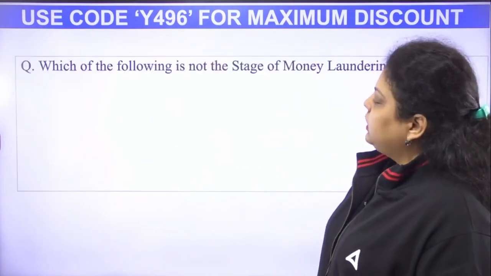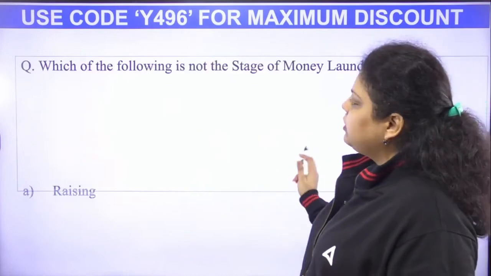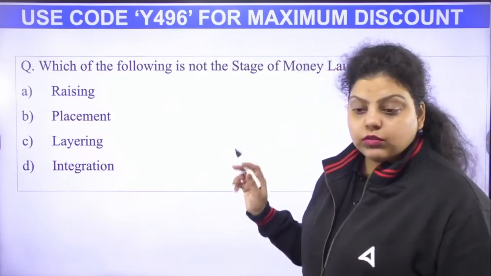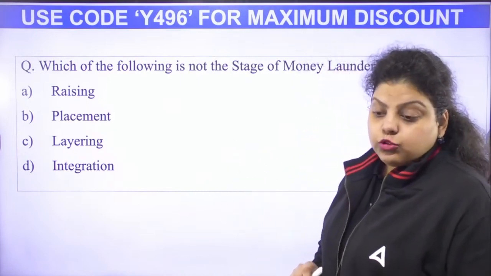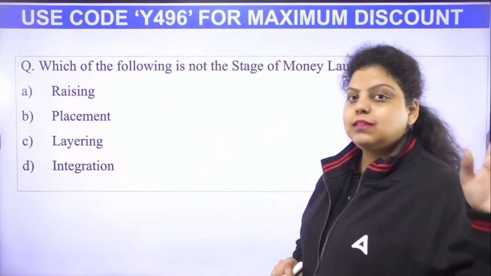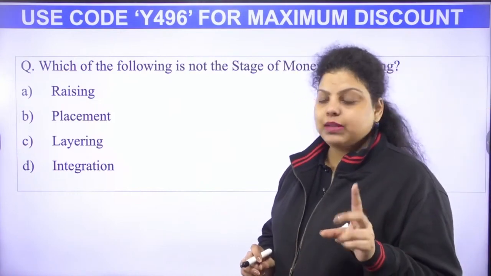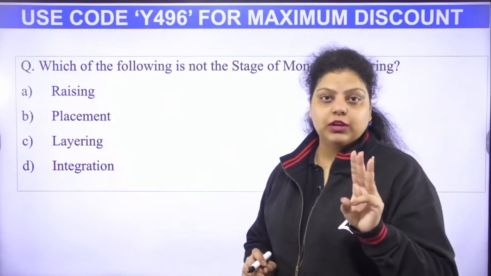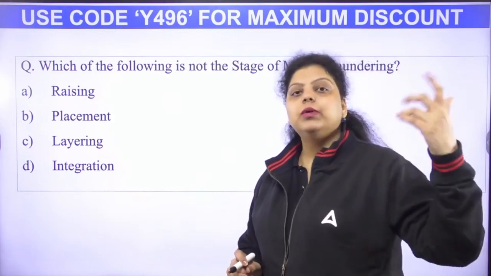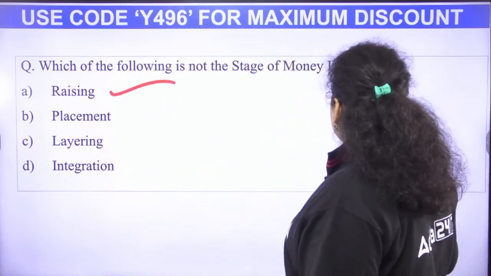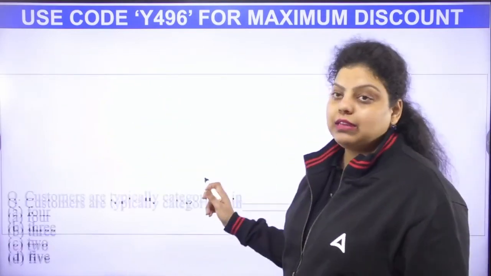Now next, which of the following is not a stage of money laundering? Money laundering has 3 stages. Out of those 3 stages, which of the following is not one of them? We have discussed, first you place the money, you enter the money into the legal financial system, that is placement. Second, you create a complex network of transactions, layering. Third, you create your personal assets. So the right answer will be raising. Raising is not a stage of money laundering, it's a stage of financing of terrorism.